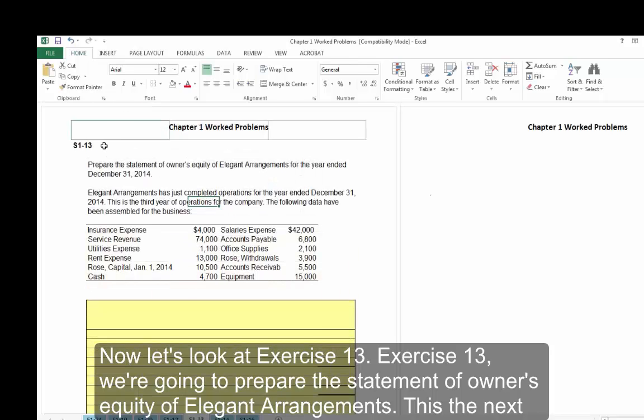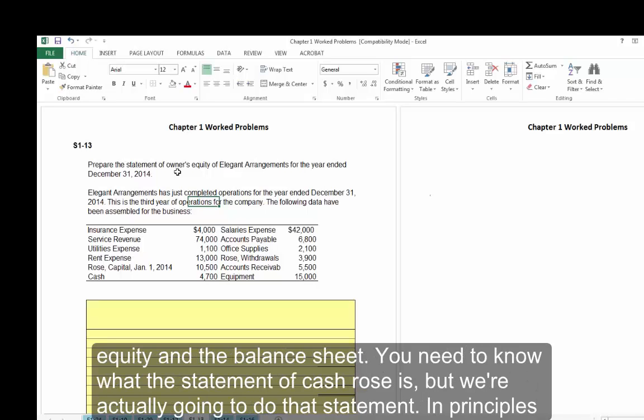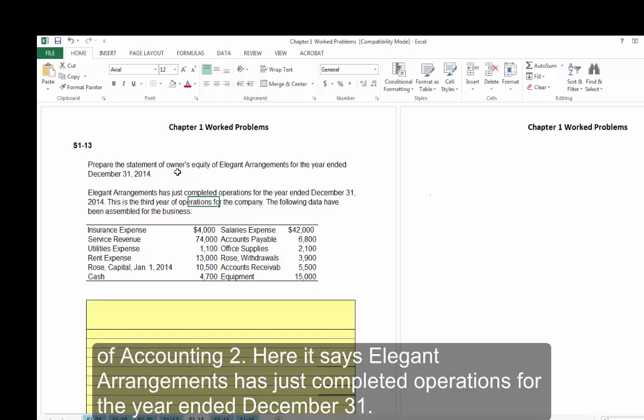Now let's look at exercise 13. All right, so exercise 13, we're going to prepare the statement of owner's equity of Elegant Arrangements. So this is the next statement we're going to prepare. Out of the financial statements, we're going to look at the income statement, the statement of owner's equity, and the balance sheet. You need to know what the statement of cash flows is, but we're actually going to do that statement in Principles of Accounting 2.